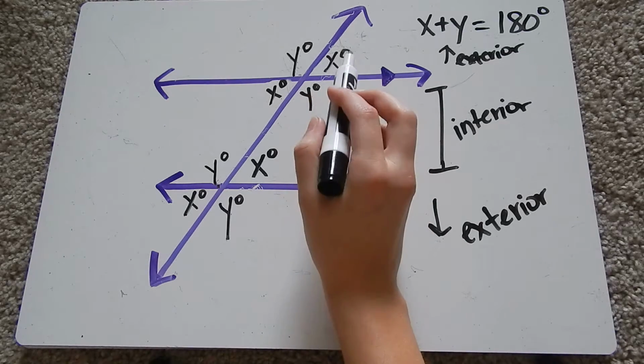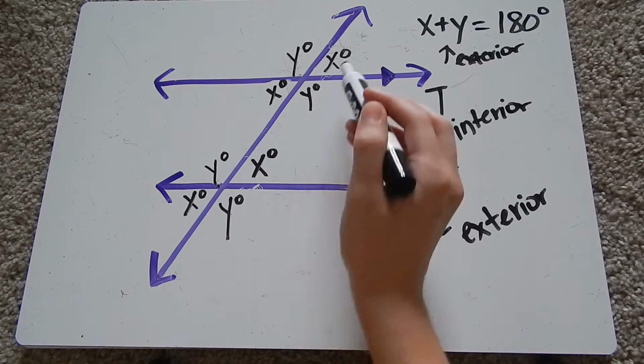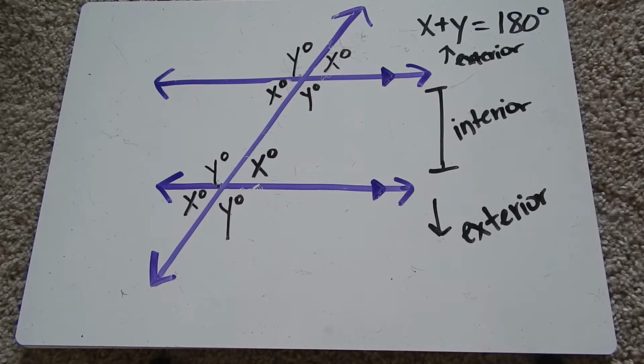So exterior, I'll just start with this x. The alternate side would be all the way down here. They are congruent, so that theorem checks out. And again, every time you have two parallel lines cut by a transversal, this will always be true.